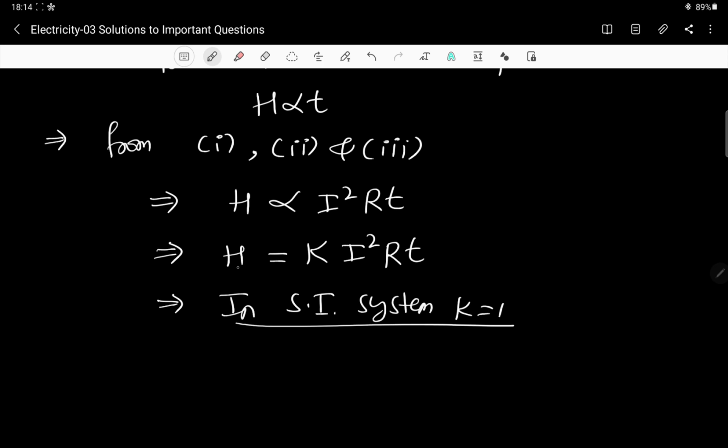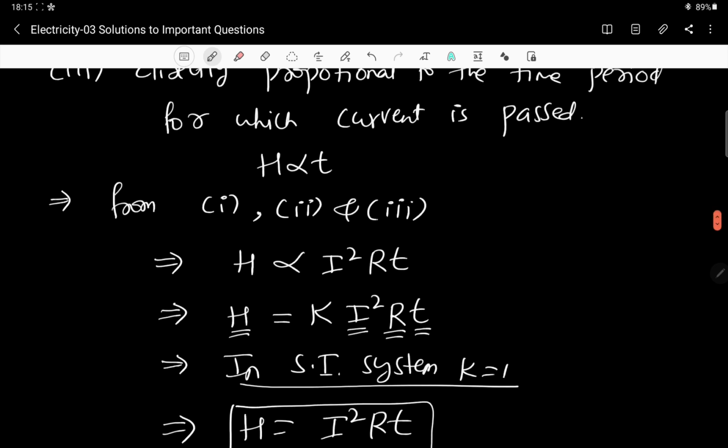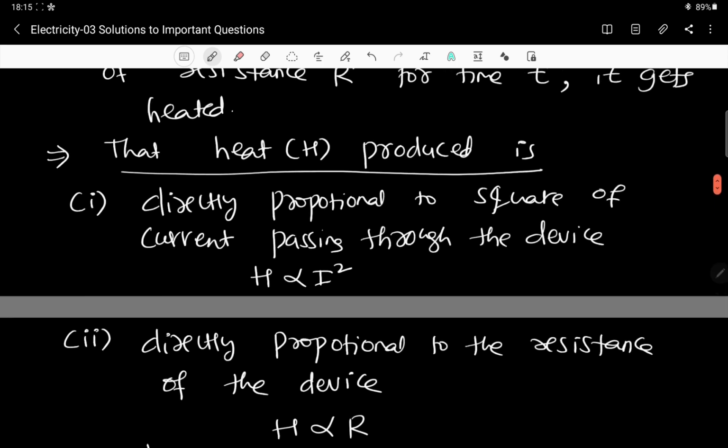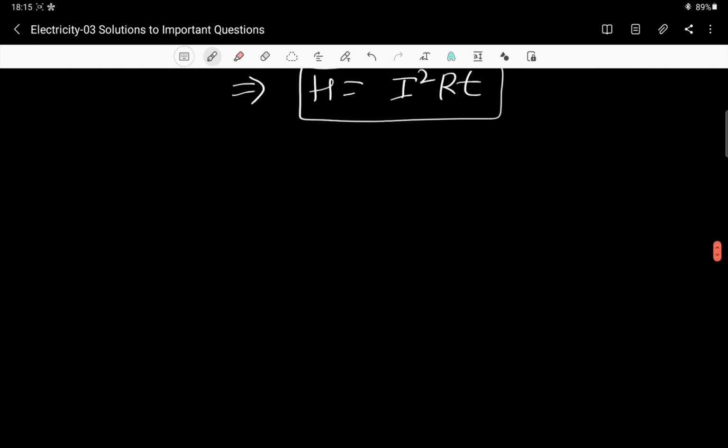Why? Because whatever heat is there, it depends on current, resistance and time only. There is no other factor which decides this heat. So that's why K becomes 1. Therefore H is equal to I square R t. So this is the complete answer. This is how you are supposed to write when a question on Joule's law of heating is asked. Alright, then you will get complete marks for this. Then, moving forward, let us look at the third question.